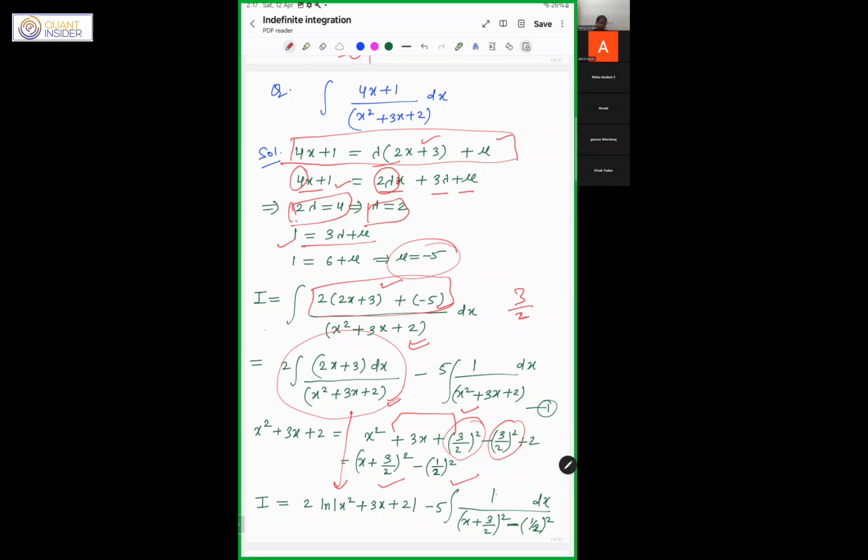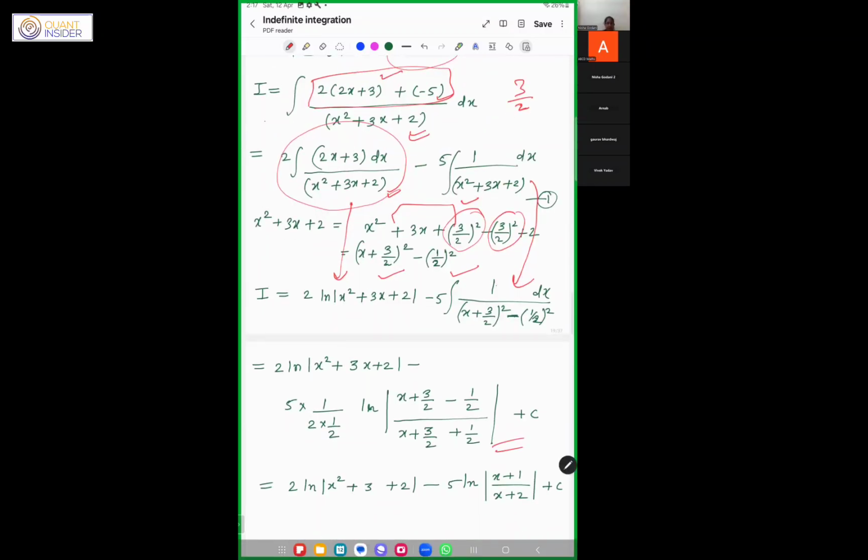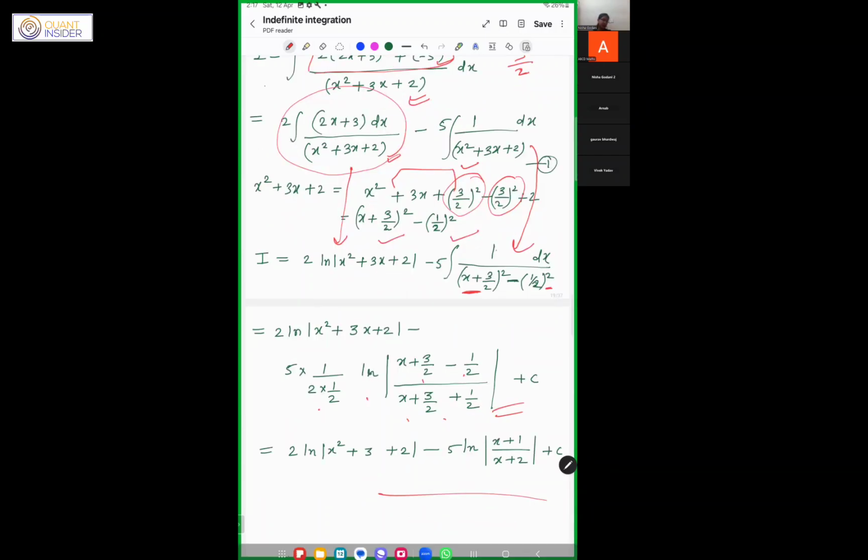Now when it is substituted here, you have the formula of integration. You can apply the formula of 1 upon x square minus a square. So it is actually 1 upon 2a ln of (x minus a) upon (x plus a). Using that formula, you have x plus 3 by 2 in place of x, and 1 by 2 in place of a. So using that formula, you will get this answer.